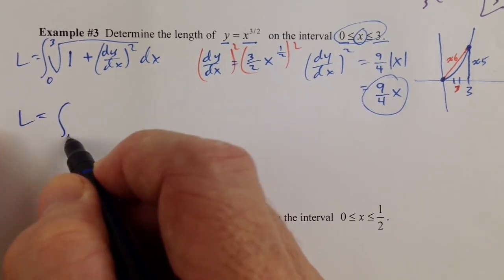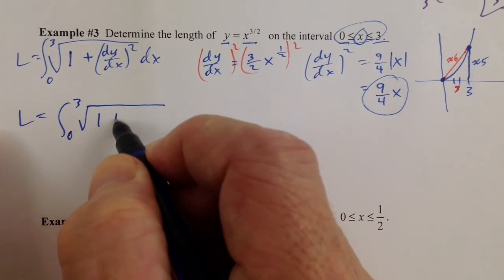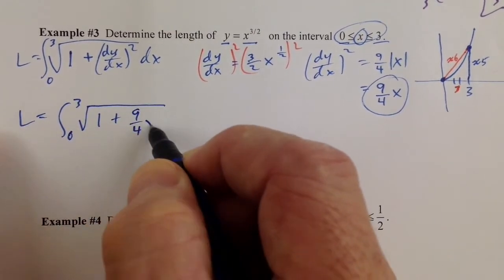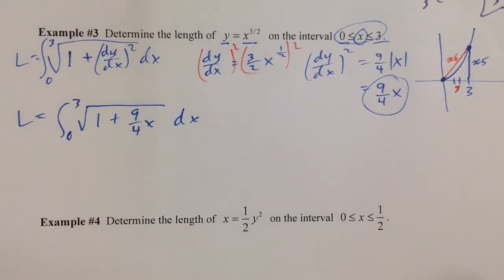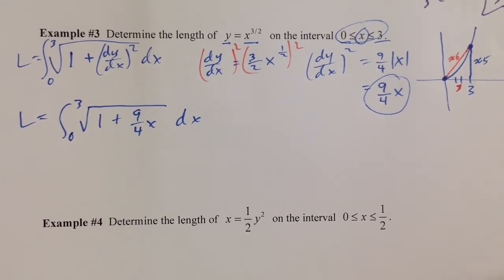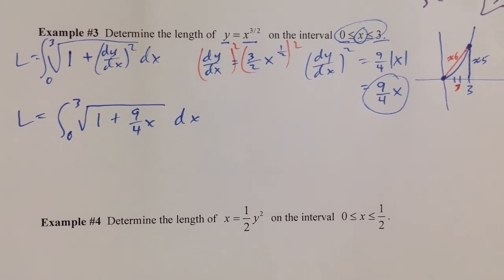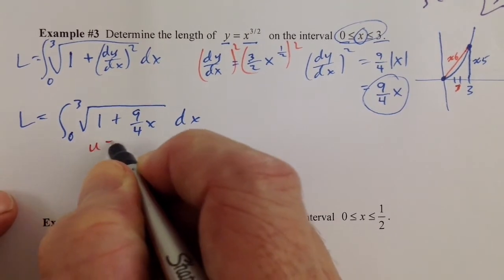So now we can calculate the length. So integral from 0 to 3, 1 plus 9/4 x dx. So in looking at that integrand, there's no formula for that, so let's run through the series of methods that we've learned. Formula, u sub, parts. That's certainly not parts. It's certainly not a formula. So we have to do u sub.